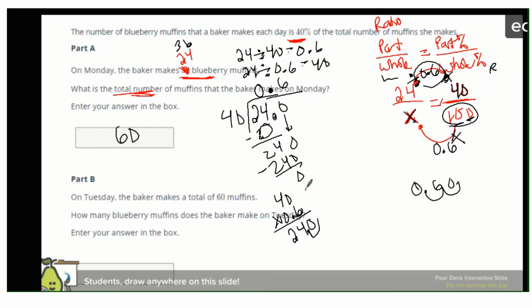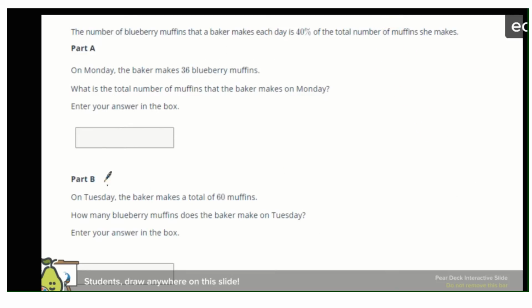So there are a total of 60 total muffins, if 24 is the part that's equivalent to 40%. Okay, so notice that our final answer is higher because if 100% is higher than 40%, that means the total number of muffins should be higher than 24. Let's do the next part, part B.